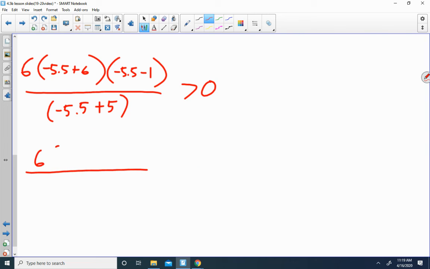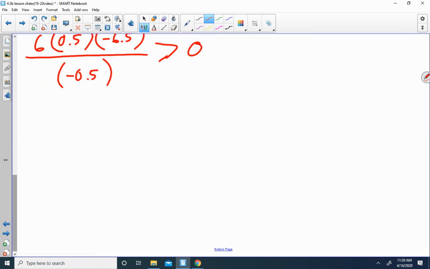So 6 times (-5.5 plus 6), that should be 0.5. And then here, -5.5 minus 1 will give you -6.5. And then on bottom, -5.5 plus 5 will give you -0.5, all greater than 0.